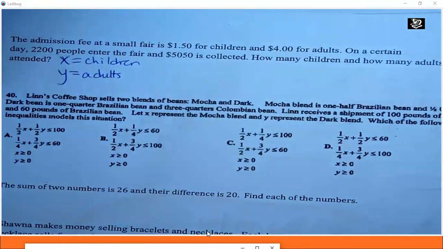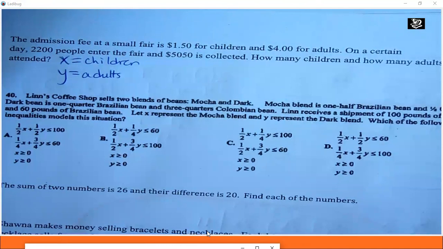Guys, if I write it, you should write it. So X is children, Y is adults. Flip it over. You don't have one. X is children, Y is adults.